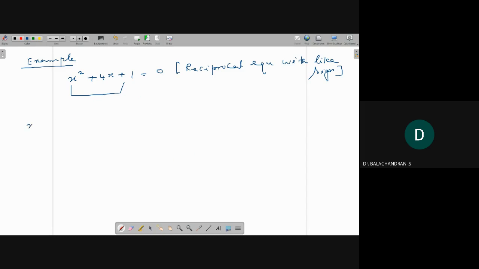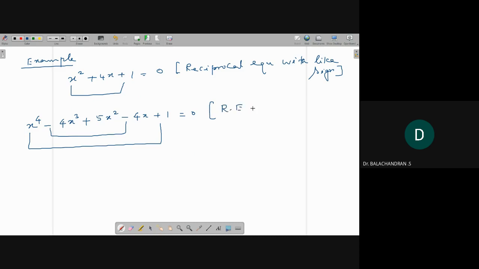Okay, another equation, x power 4 minus 4x cube plus 5x square minus 4x plus 1 equal to 0. So this is also a reciprocal equation with like sign. So plus, minus, plus, minus, plus. So this is the middle term. So reciprocal equation, I'll write RE, with the like sign.